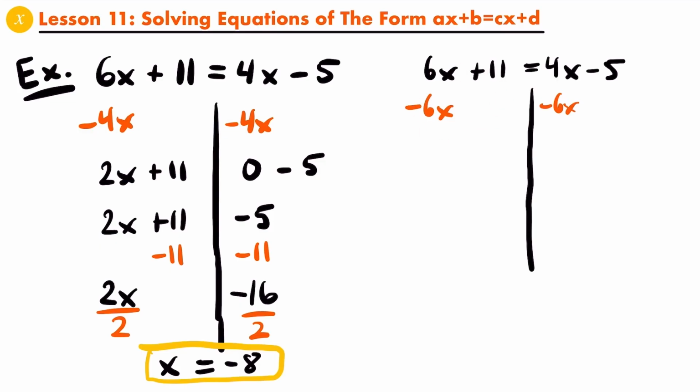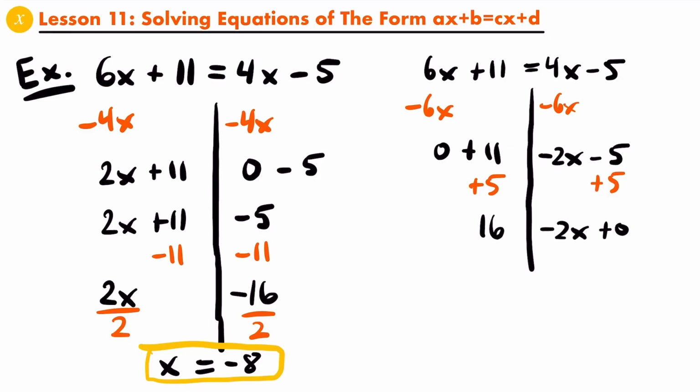So on this side of the equation, 6x minus 6x will be 0. You'll get 0 plus 11. And then over here, 4x minus 6x, they are like terms, so combine the coefficients. 4 plus negative 6, or 4 minus 6, is negative 2. So you get negative 2x minus 5. Then we want to isolate the variable term, so add 5 to both sides of the equation, since positive 5 would be the opposite of negative 5. So we'll add 5 to both sides, giving us 16 on this side, and then negative 2x plus 0 on this side. All right, but really, we don't care about that 0.